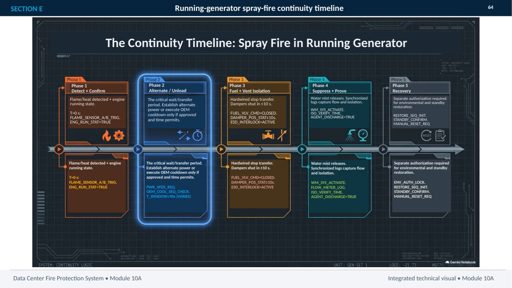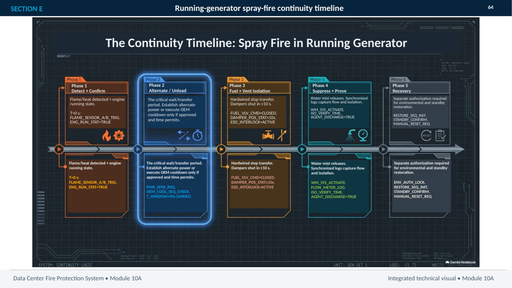Alternate power may be established, or an OEM-approved cooldown may be used, but only when approved and when the available time permits. The transfer window can vary, with a reference limit of up to 90 seconds. Phase 3 is the hardwired stop transfer step.